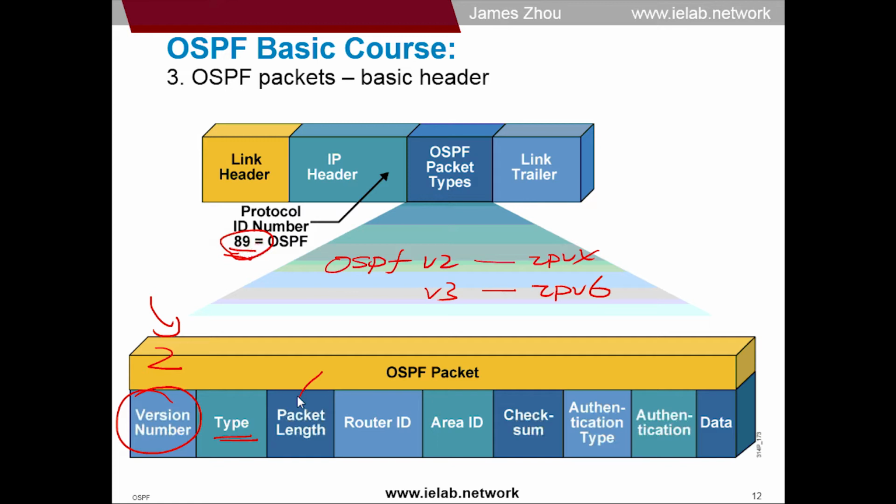Next is the packet length. Router ID is very important. Area ID is very important. Both routers must be in the same area to establish a neighbor relationship. Later we will discuss this. Then there are the checksum, authentication type, and authentication password, actually not the full password, and the OSPF data part. We will learn them one by one later.